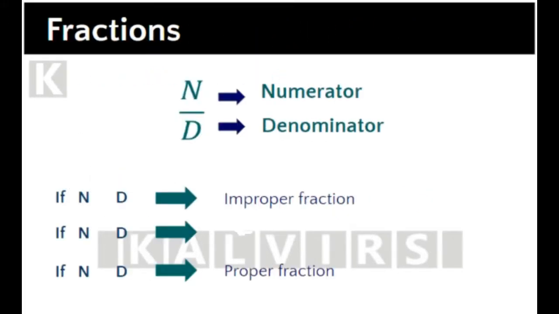There are two types of fractions. If the numerator is greater than the denominator, it's called an improper fraction. If the numerator is less than the denominator, it's called a proper fraction. And if the numerator is equal to the denominator, the result is 1.